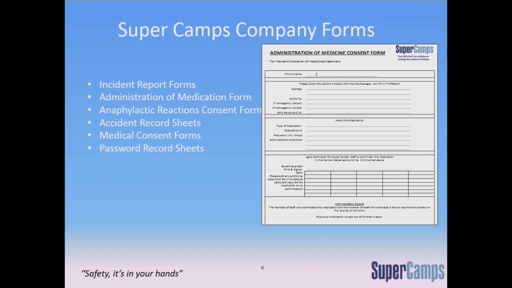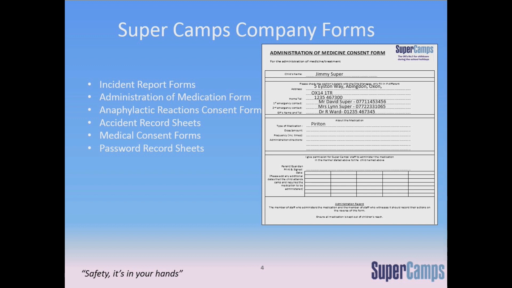So the next form is the administration of medication form. So again, we need to put the child's name, and this is usually filled out the first day that the child comes to camp. We need to put the address of the child. This is so if anything goes wrong, we can give the address to the emergency services. The home telephone number, the name of the first emergency contact plus their number. We also get a second one as well, just in case that we need to call them and the first emergency contact number is not answering. We also need the doctor's name and telephone number.